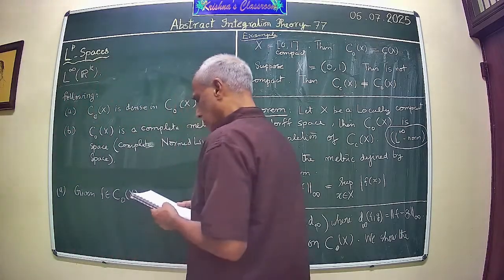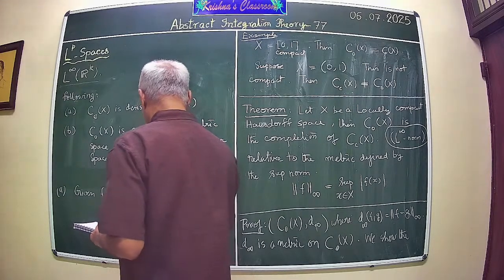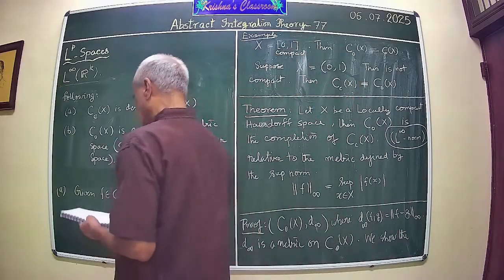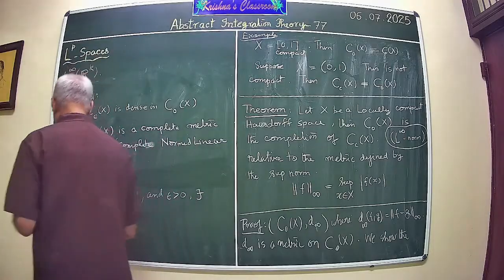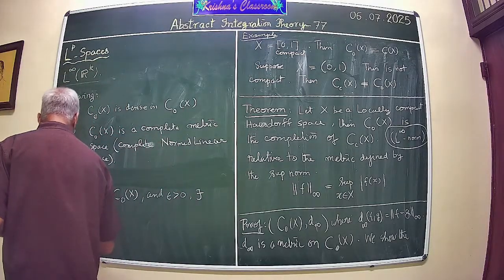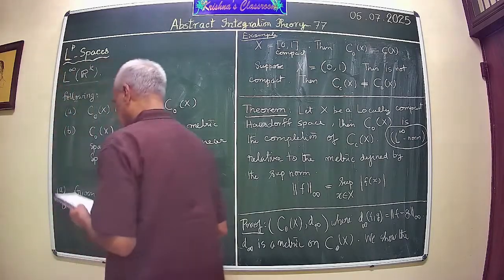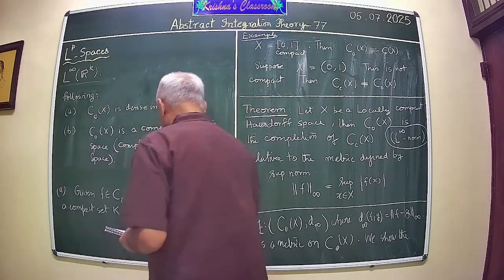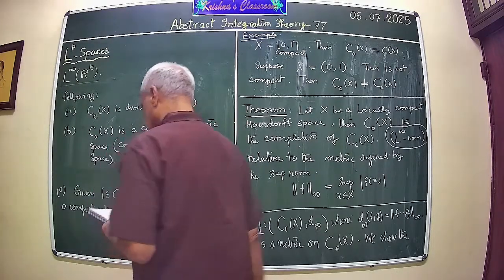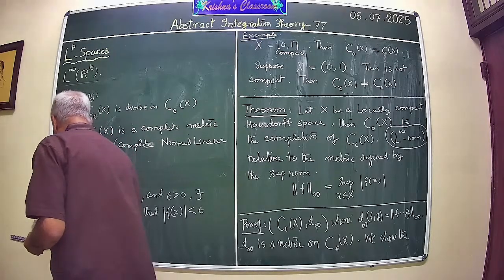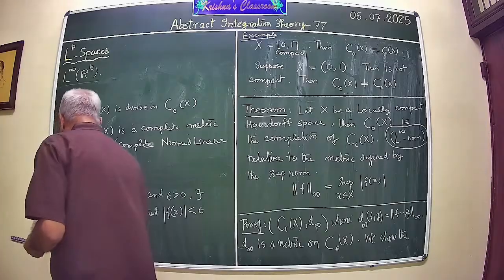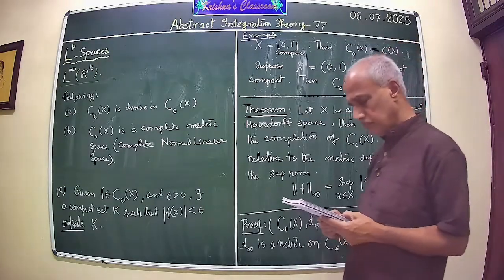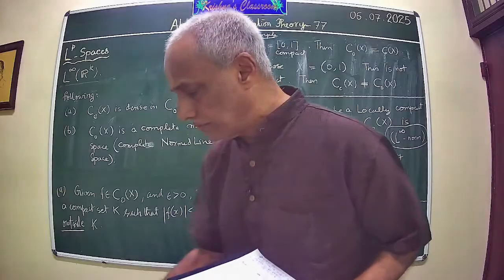Take f in C naught x and epsilon positive, where x is, because it is an element of C naught x, and we use the general definition, a compact set K such that mod fx outside, that is on the complement of K, this is less than epsilon. Now what we do is the following.